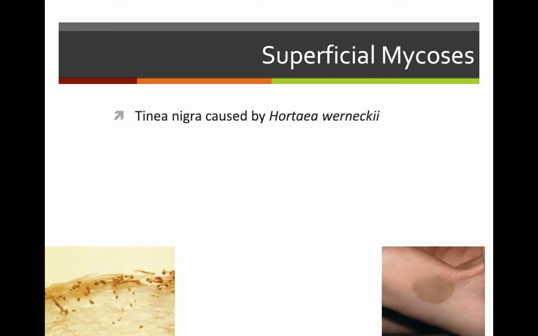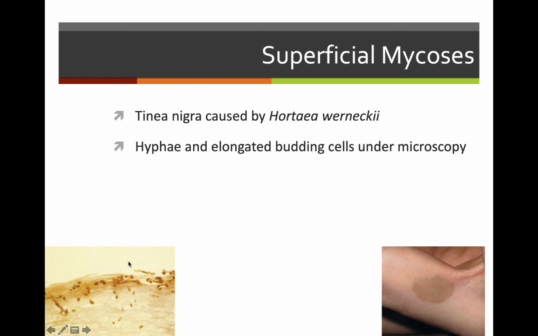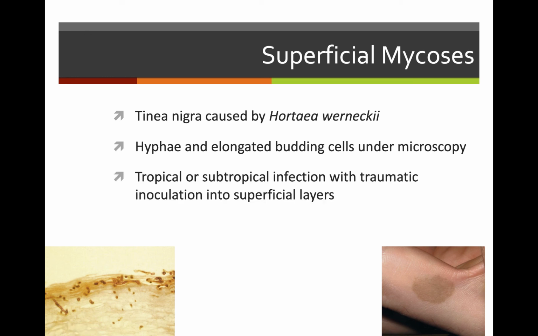Another type of superficial mycosis is called tinea nigra. I'm not even going to try to pronounce the species name, but as you might imagine, it causes darkening of the skin. So we see, again, a discolored pattern in the skin. And via microscopy, you can see hyphae or elongated budding cells. This is generally going to be a tropical or subtropical infection, so you probably won't see this in the States unless you've got somebody who's maybe recently immigrated or recently traveled to a tropical or subtropical area.